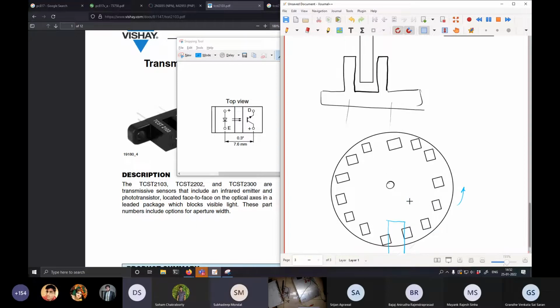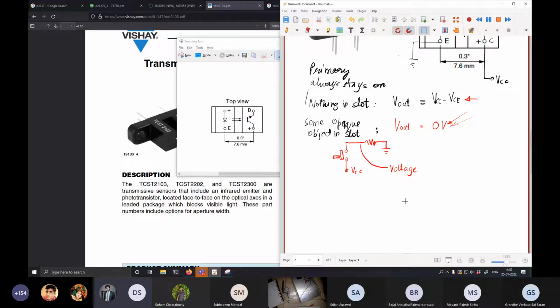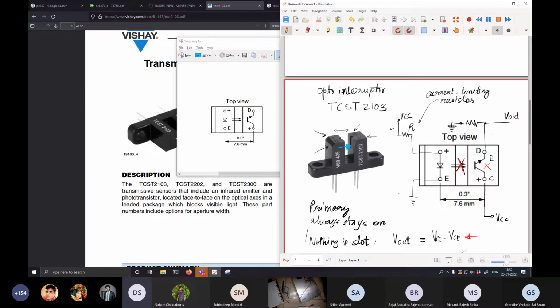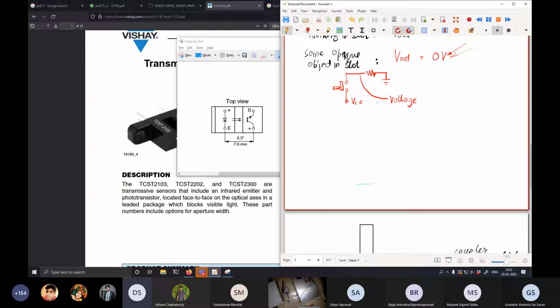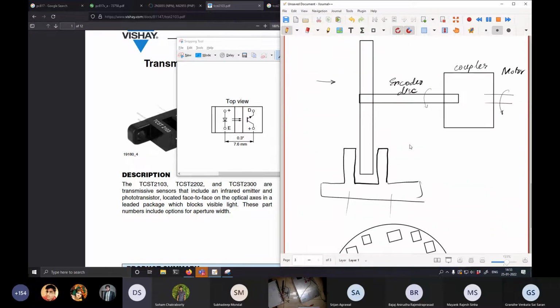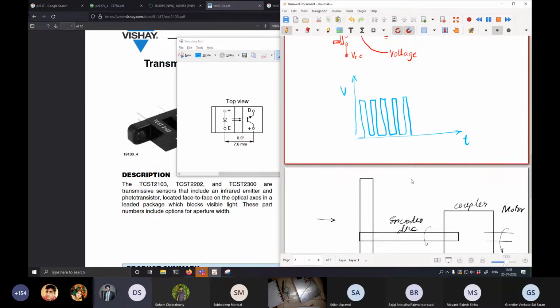So now if you imagine this same circuit, this exact same circuit, if I am just monitoring the output voltage, what will I get? If I try to plot it on an oscilloscope, so this is time, this is voltage, what will I get? I will get a bunch of pulses, isn't it? And so how can I estimate the RPM of this motor?